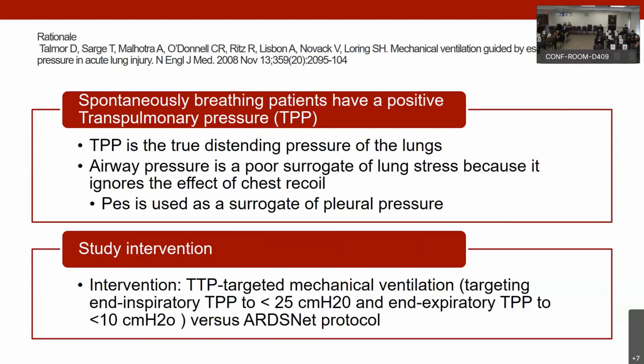The trial was not that big. It has not been recreated, but it's physiologically rational as well. So I would believe this.